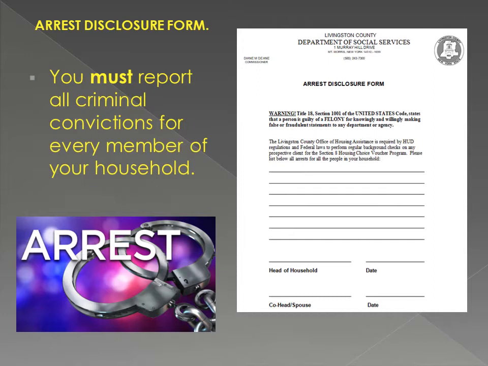The arrest disclosure form. Each adult household member over the age of 18 is required to report any current or prior convictions. When listing convictions on this form, please add the name of the person convicted, followed by the criminal conviction and the date of conviction. The form must be signed by the head of household and all adult household members.